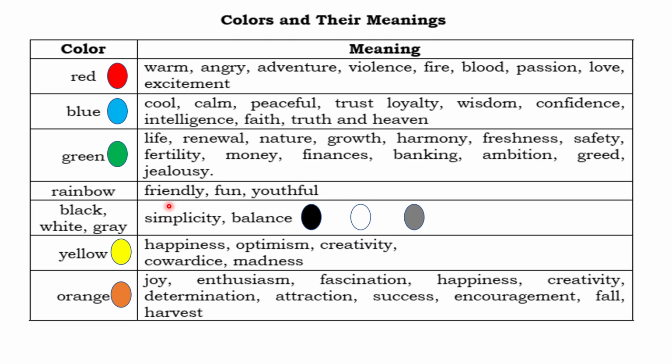Rainbow: friendly, fun, youthful. Black, white, and gray: simplicity, balance. Yellow: happiness, optimism, creativity, cowardice, and madness. Orange: joy, enthusiasm, fascination, happiness, creativity, determination, attraction, success, encouragement, fall, and harvest.